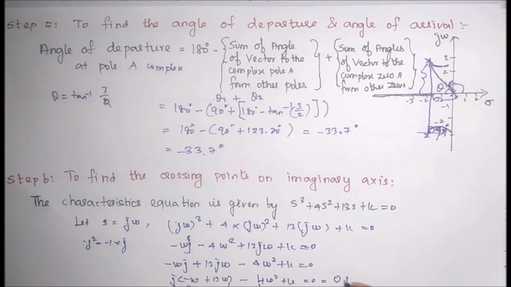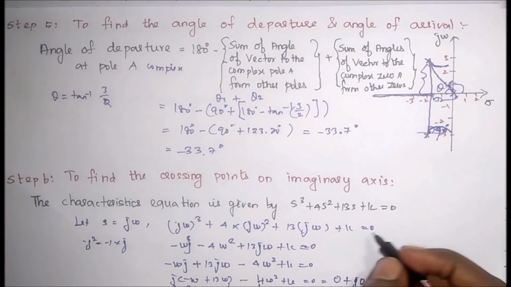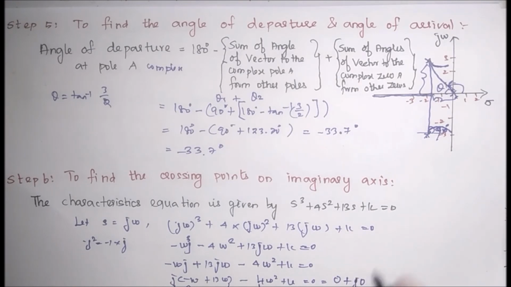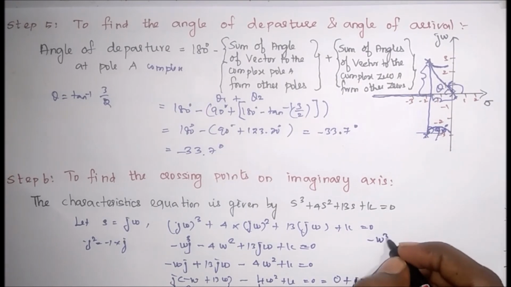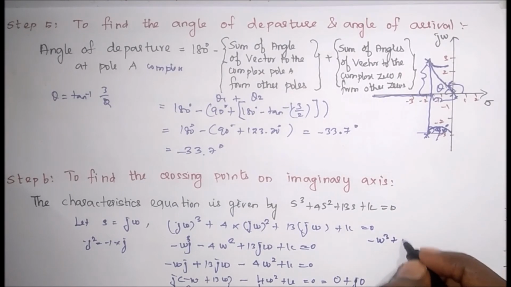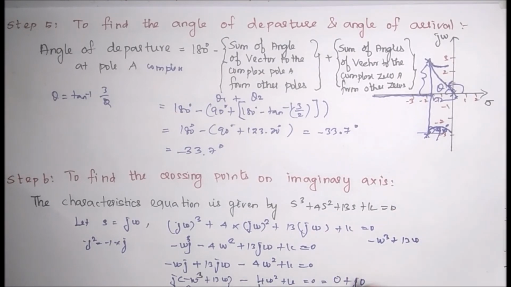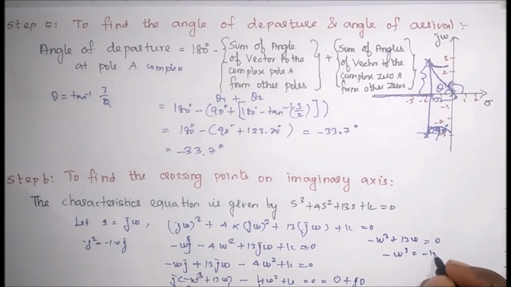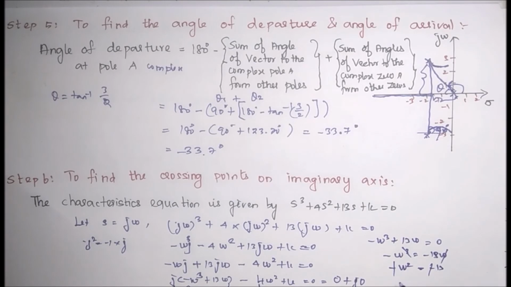Here we can consider 0 plus j0. Therefore the imaginary part: minus omega cubed plus 13 omega equal to 0. Minus omega cubed equal to minus 13 omega. This and this will cancel: minus omega squared equal to minus 13. Minus minus will cancel. Omega squared equal to 13. Therefore omega equal to plus or minus 3.6.